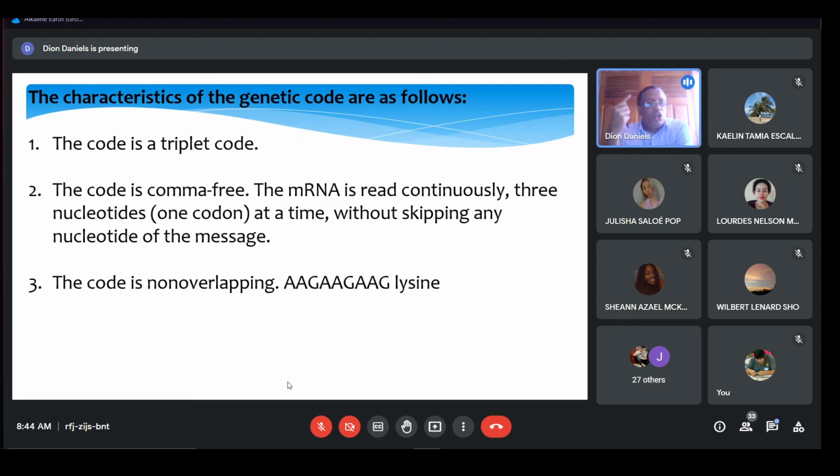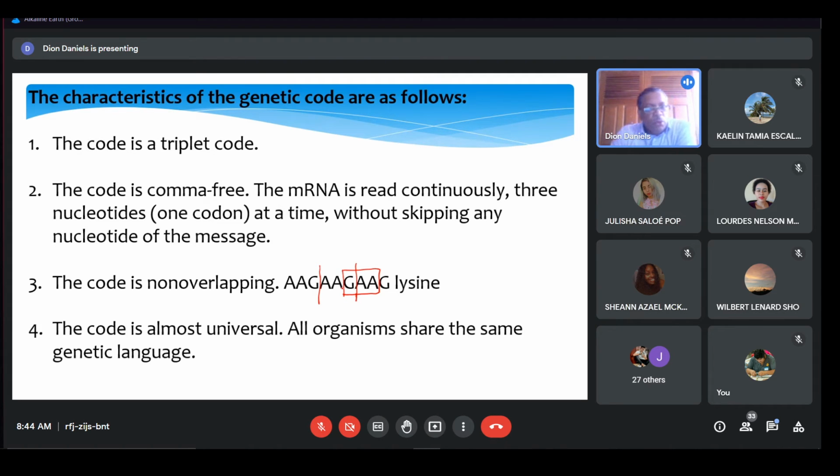The code is non-overlapping, so it will not overlap. So here we have the first codon, and here we have the second codon. It will not overlap and say, all right, it will read this one now. No, it will not overlap. The code is almost universal, so all organisms share the same genetic language.